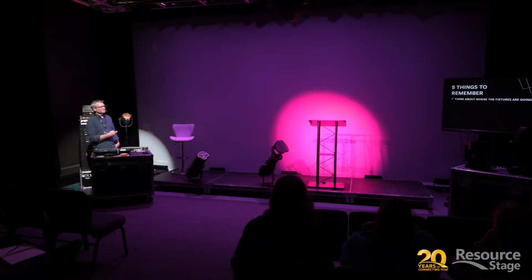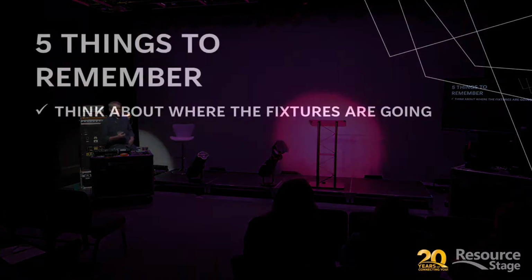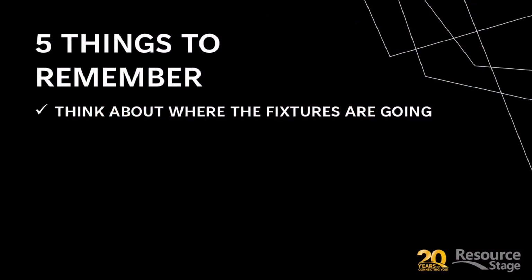Five things to remember. Think about where your fixtures are going. We've talked about it multiple times tonight. Think about how the fixtures are aligned. Where are they going as far as the distance from the subject that you're trying to light? You've seen me playing around with the focus a little bit in the zoom. You need to make sure that you can cover the area that you're trying to light.